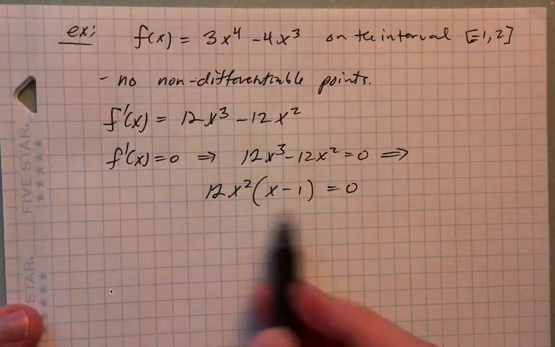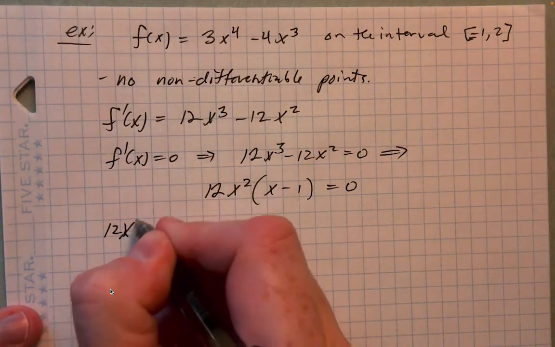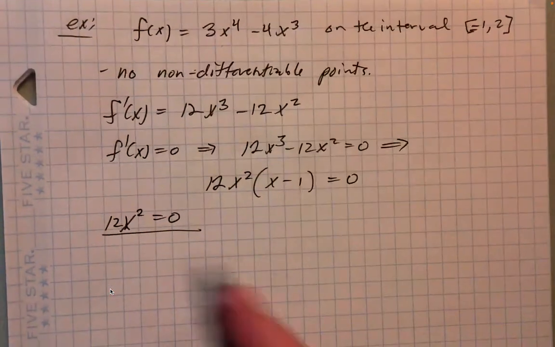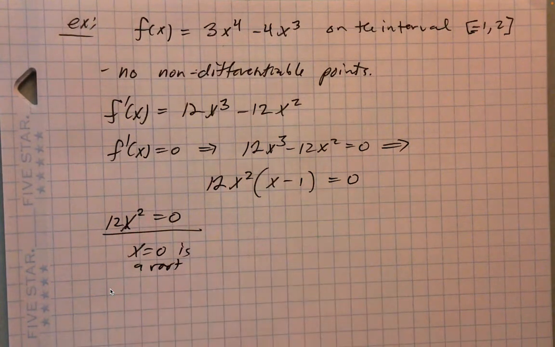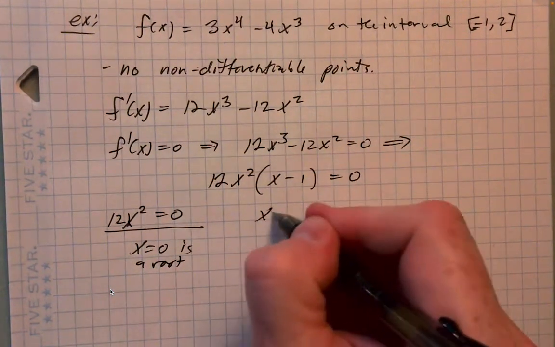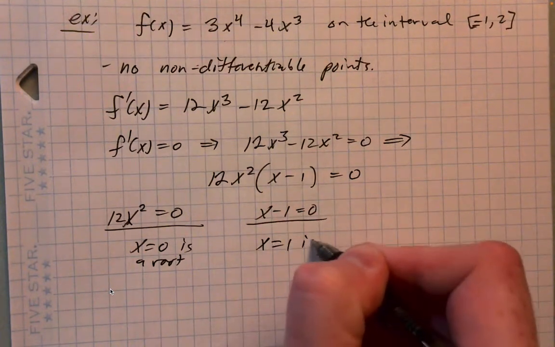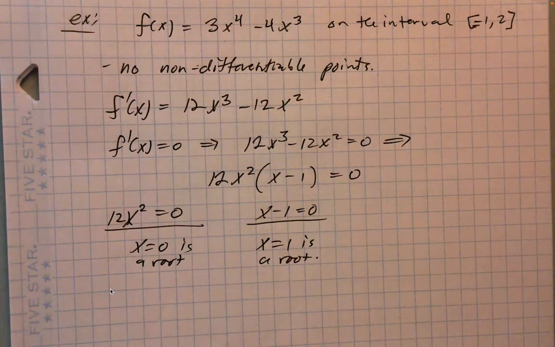So I've got two pieces here. The first one is 12x squared equals 0. Well, that just means that x equals 0 is a root. And then the other one is x minus 1 equals 0, so x equals 1 is a root. Okay, so I've got some critical numbers. Good. So x equals 0 is a critical number, x equals 1 is a critical number.